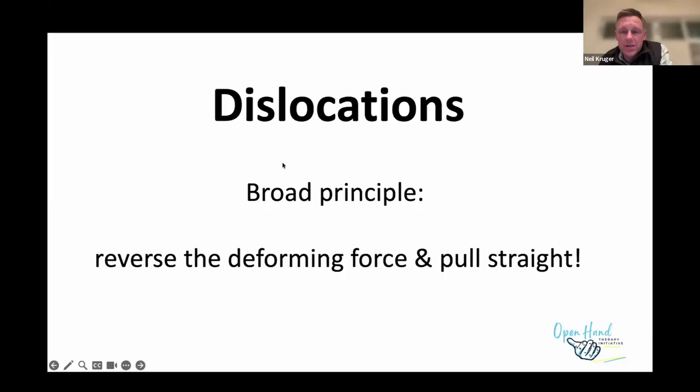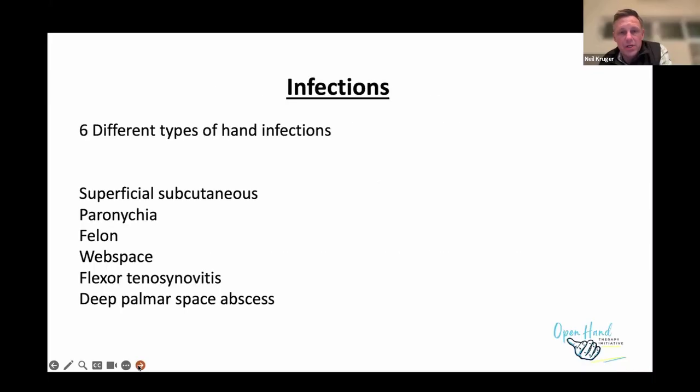I'd like to segue into dislocations here. So that previous wrist was dislocated. Same for a finger, all right? Same for a wrist. As a broad principle, reverse the deforming force and pull it straight and apply a back slab. That will usually reduce the majority of your dislocations. I'm not going to say anything more on dislocations.